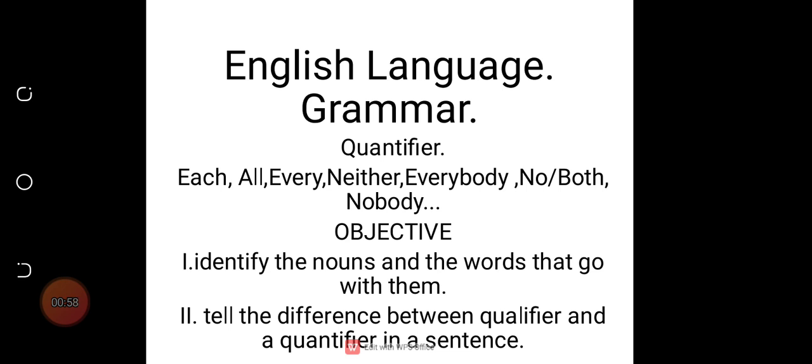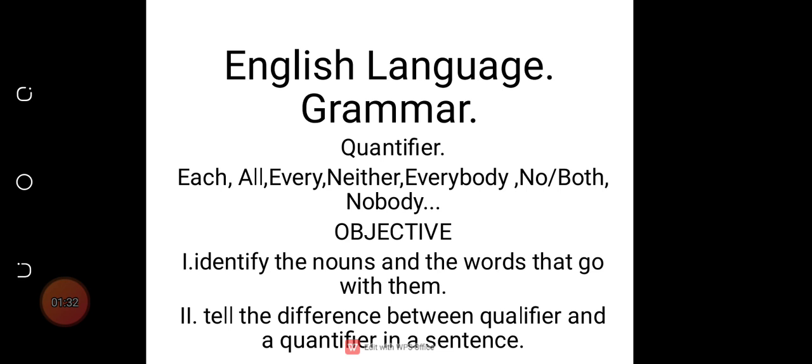So for our objective today, we are going to look at how to identify the nouns and the words that go with them, referring to the quantifiers we have above there. We should be able to identify the nouns in sentences, and the words that go with them. Then also tell the difference between qualify and quantify in a sentence.